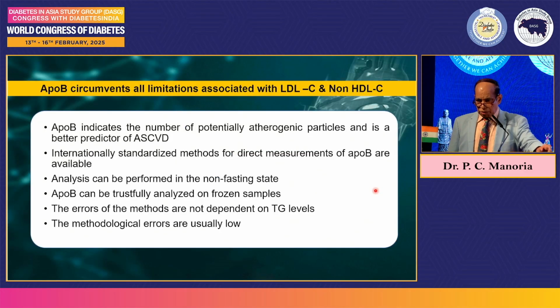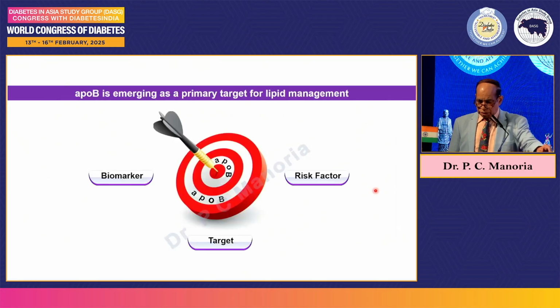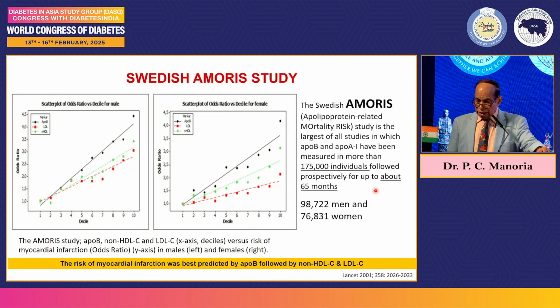ApoB is preferable if it is possible to get, because it directly gives you the number of atherogenic particles, and ApoB is not only a biomarker or risk factor, it's also a target. And this is the MORE study which shows 1,75,000 patients. The risk of myocardial infarction was best predicted by ApoB, followed by non-HDL and LDL cholesterol.